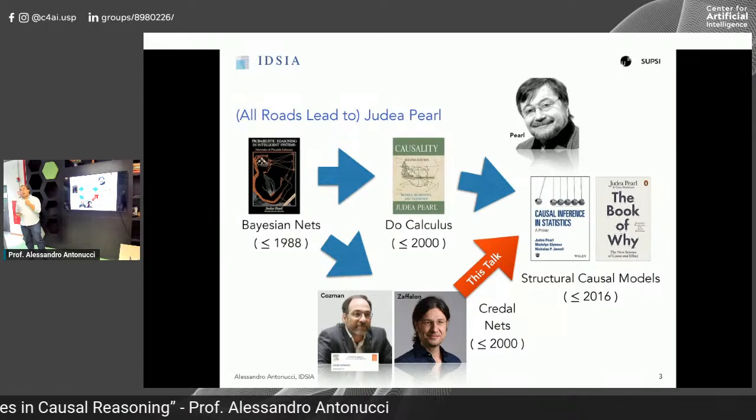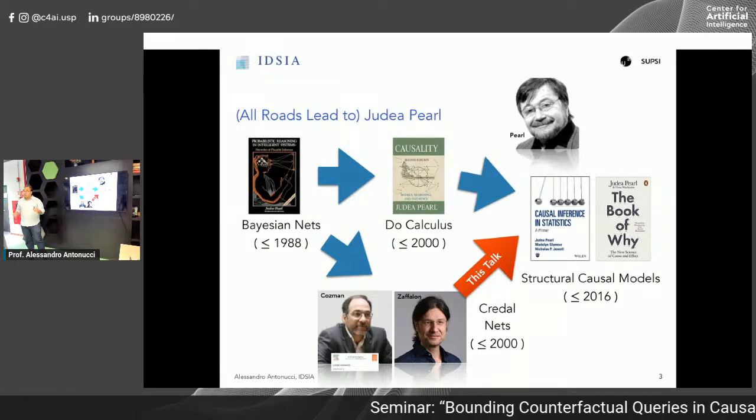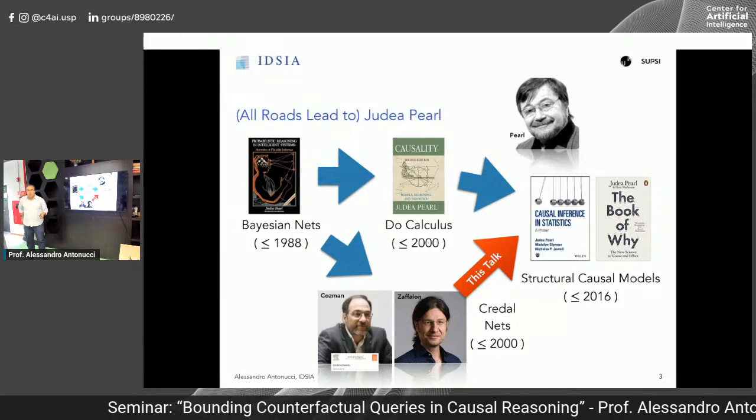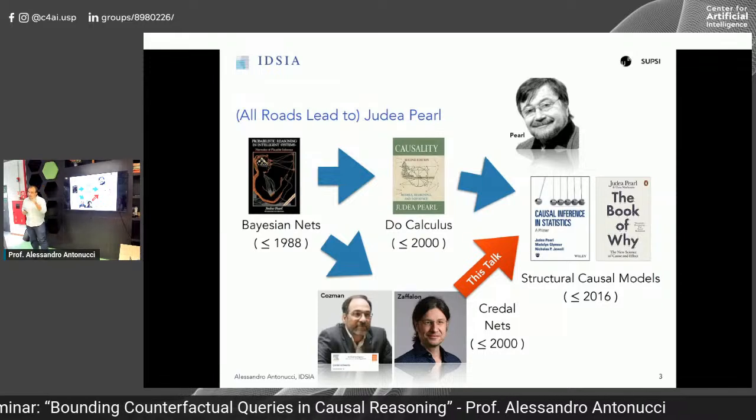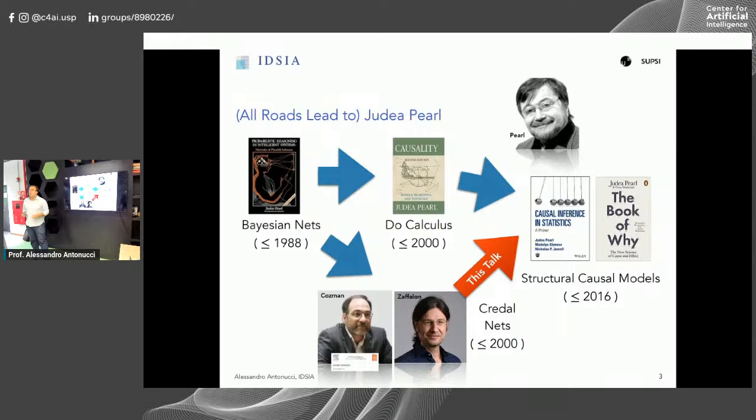These were, from a causal perspective, purely observational models. So the goal was not to capture any causal mechanism, even if at some point some people started to call them causal networks, but actually they were just describing observational, correlational links between the variables of the system. This is what Bayesian networks are doing. This is, let's say, the 80s, with very approximate dates.